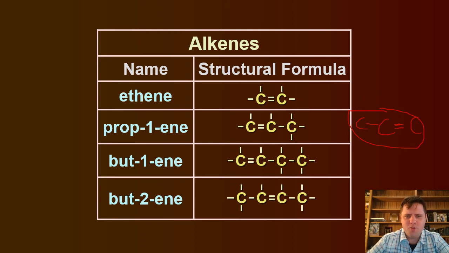With but-, you have but-1-ene, or you could have but-2-ene, because in this case now it's in the middle of the molecule. So what you're doing with this 1 or 2 is you're locating the number of bonds it is away from the end of the molecule. And you always start from the side closest to the double bond.